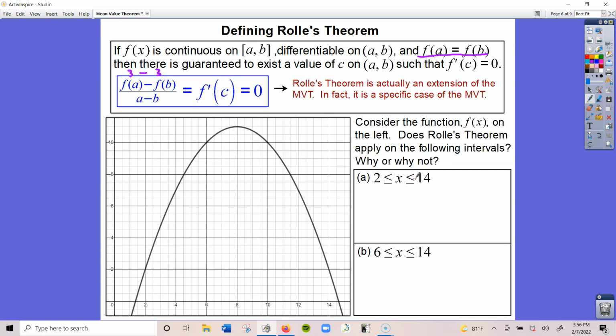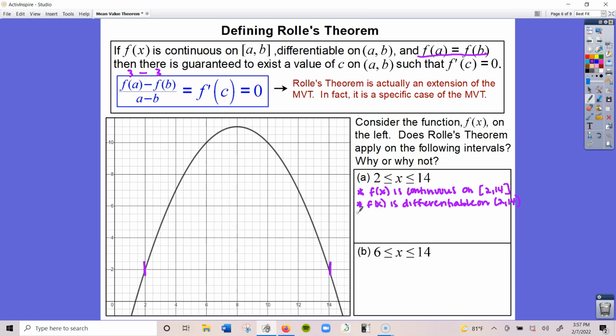So let's look at this interval from 2 to 14. First, we look at our function f of x. You can see that it is continuous from 2 to 14. So we would say here that f of x is continuous on the closed interval 2 to 14. Because all we see here are smooth curves, that means that f of x is also differentiable on the open interval 2 to 14.